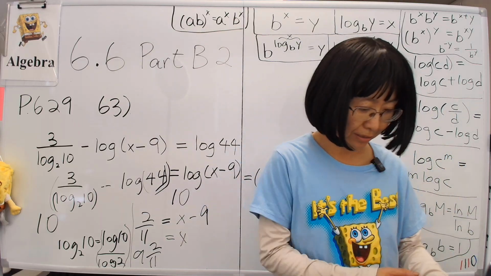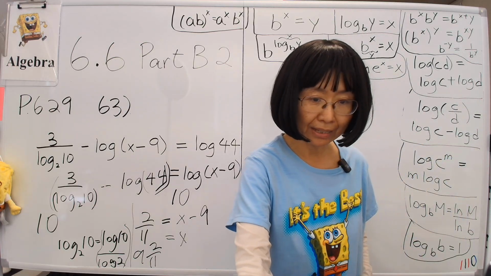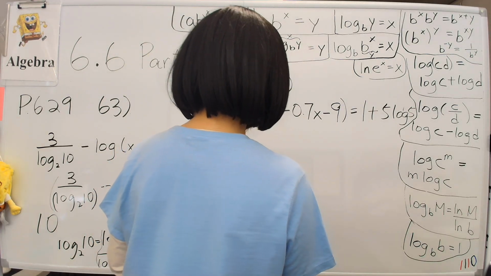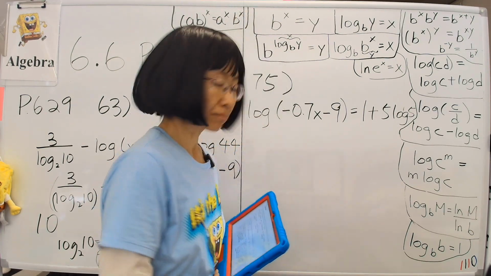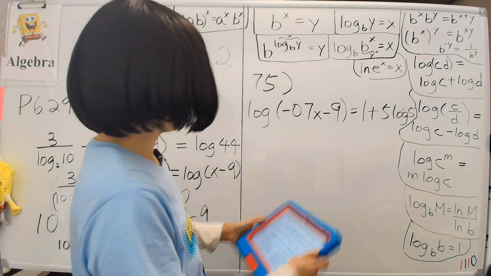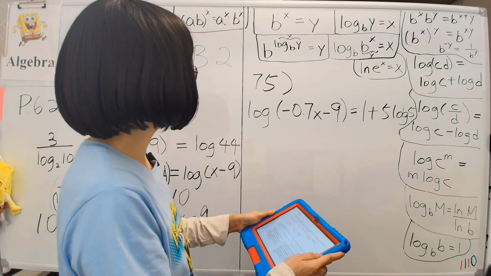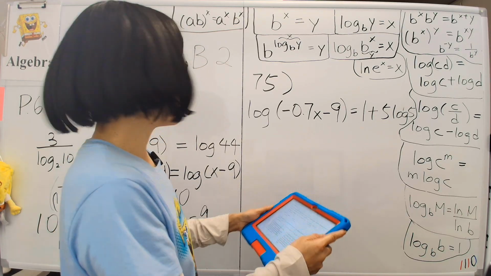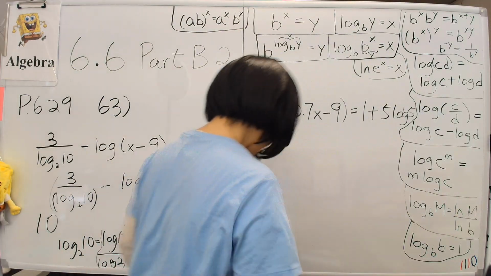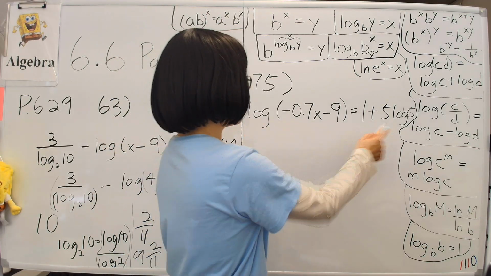So let's move on to the next problem, which is, okay, let me write it down, 75. So next, let's look at problem 75. Let me think of something. All right, so 75 says log of negative 0.7x minus 9 equals 1 plus 5 log 5. All right, I guess that's about it. And let's do this. Now this problem is already set up, right?